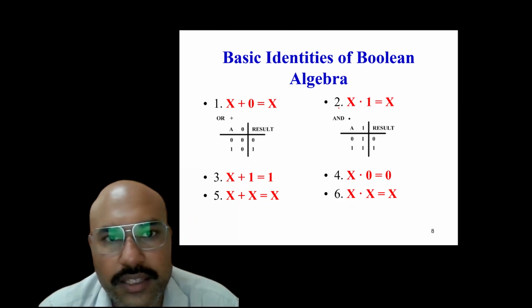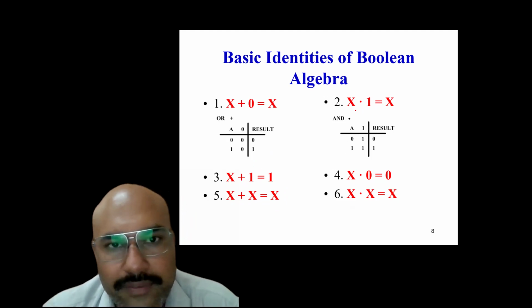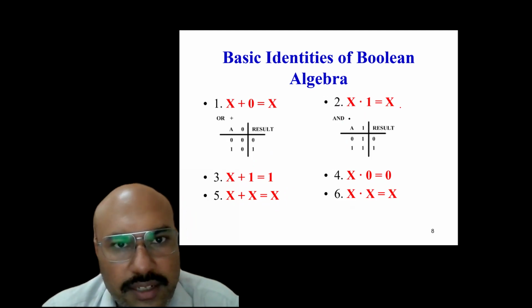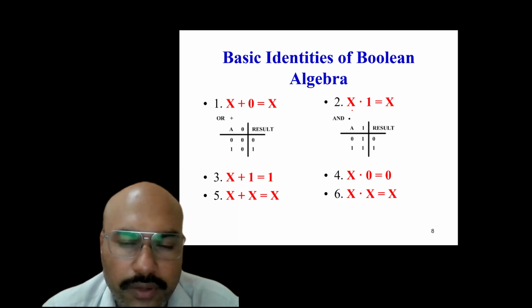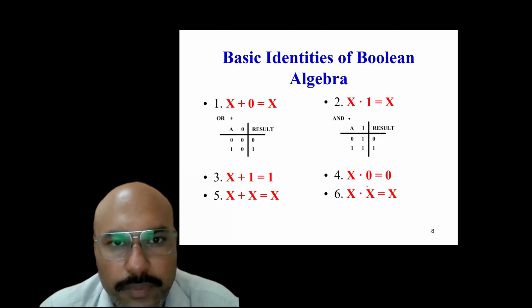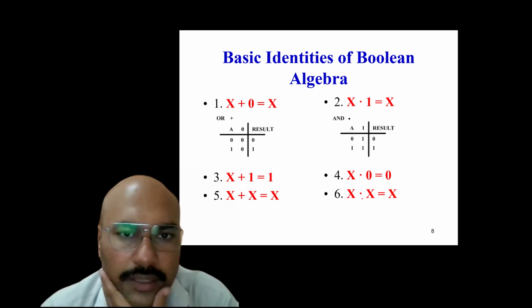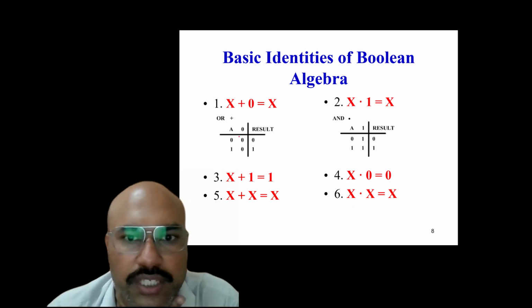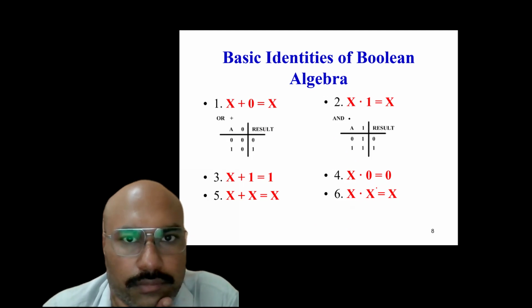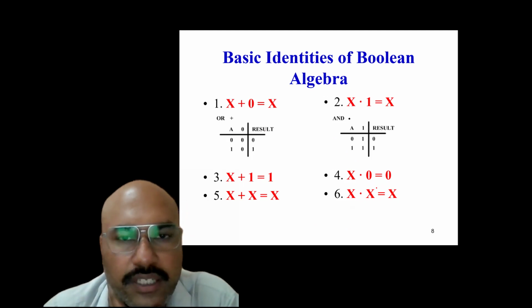In the case of AND logic, if I multiply x with 1, obviously the result will be x. If x is 0, I will get 0. If x is 1, I will get 1. Similarly, if you multiply x with 0, whatever the value of x is, your output will be 0 because you are multiplying x with 0. Similarly, if you multiply x with x, your output will be x for sure. So these are the six expression identities that we have seen.